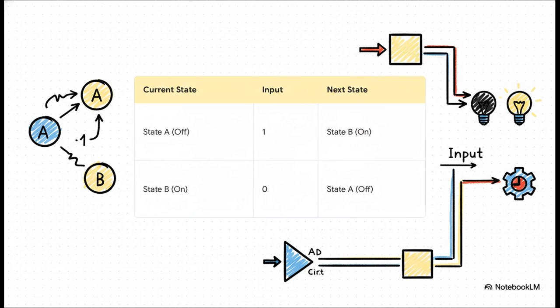The first row here says, if our current state is A and the input is 1, then our next state is going to be B. The second row says, if our current state is B and the input is 0, our next state is A. This table is basically the direct instruction manual we'll use to build the circuit.